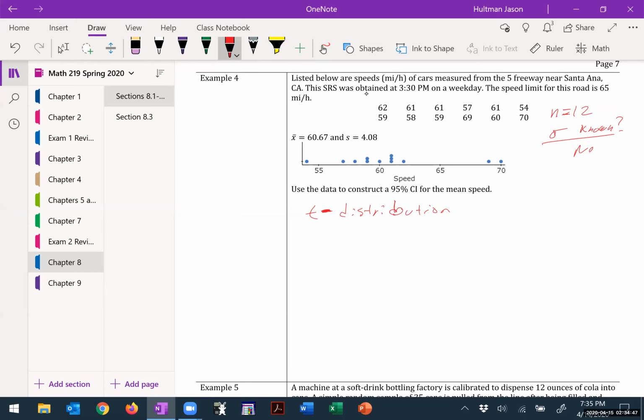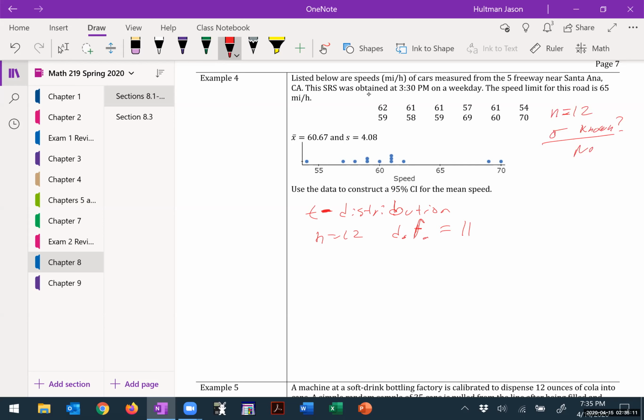Okay, and how many degrees of freedom do I have? Well, n is equal to 12. So what are my degrees of freedom? My degrees of freedom are 11, right? My degrees of freedom are 11. Okay, very important. T distribution.